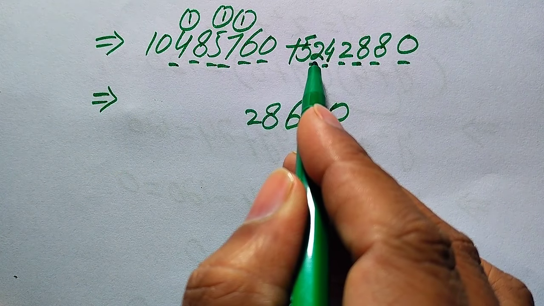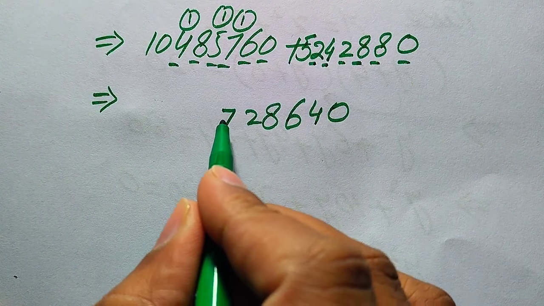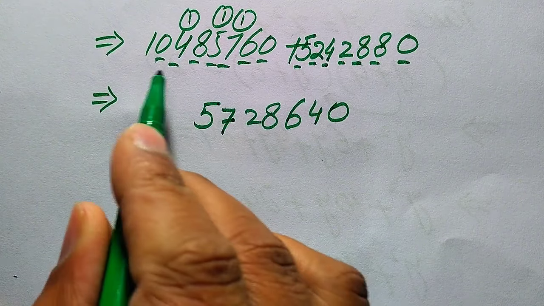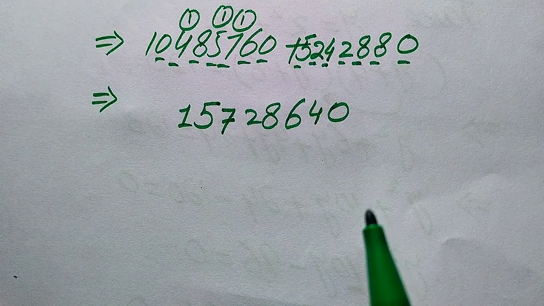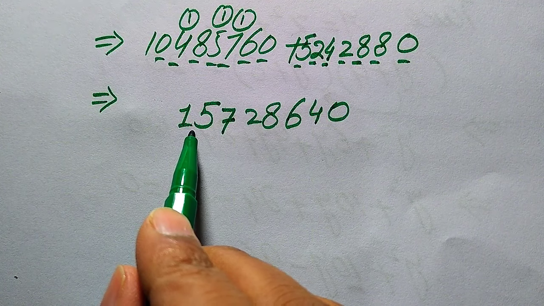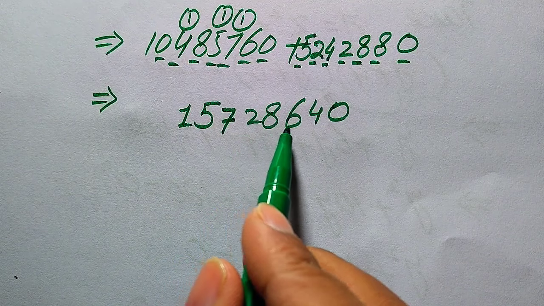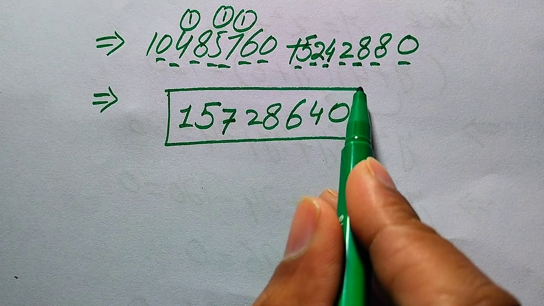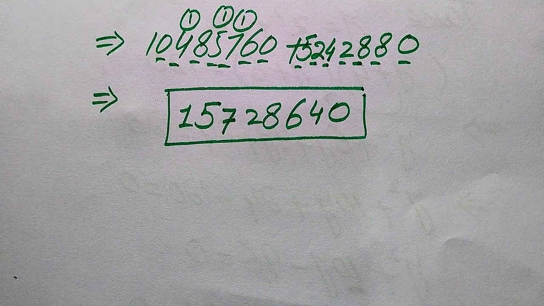So this is 4 plus 2 is 6. 6 plus 1 is 7. And this is 0 plus 5 is 5. And at the last we will get here 1 only. So finally our final answer of this question is 15728640. This is the final simplified form of the given algebraic expression, and this is the final answer.